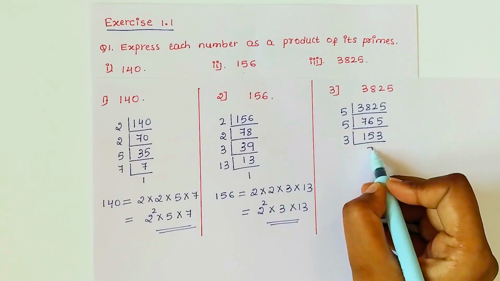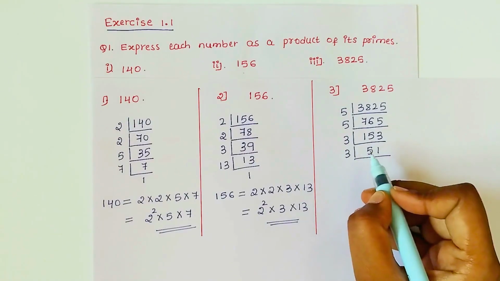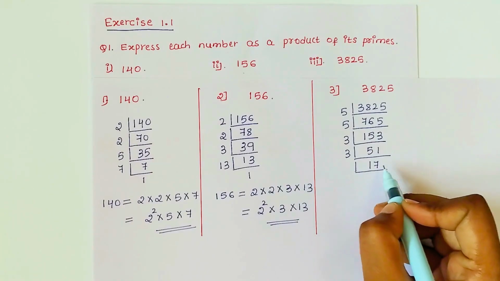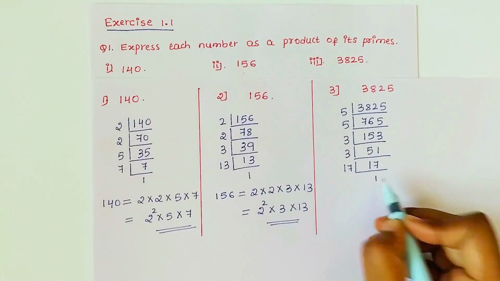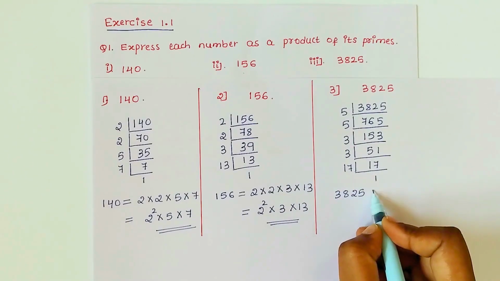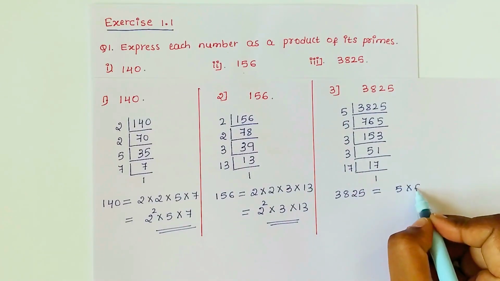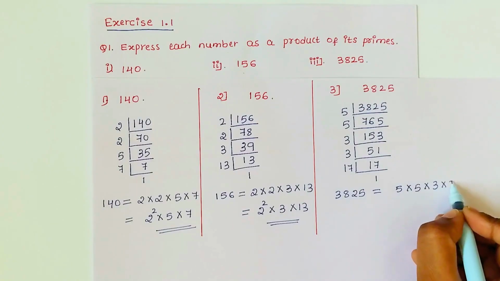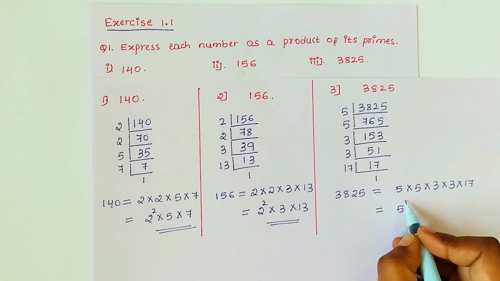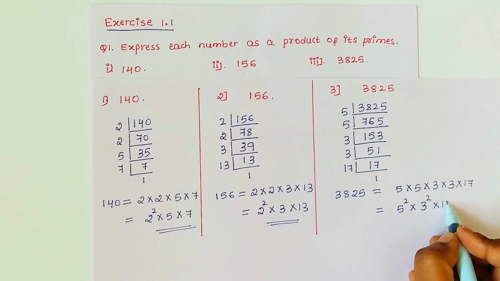Next, take down 3. 3 5s are 15. 3 1s are 3. Again you can divide it by 3. 3 1s are 3. 3 7s are 21. And 17 is a prime number. So write this 3825 as a product of all these prime numbers. That is 5 into 5 into 3 into 3 into 17. It is 5 squared into 3 squared into 17.